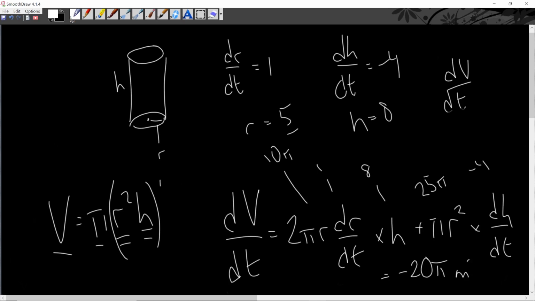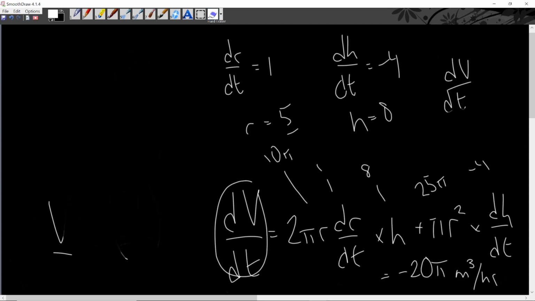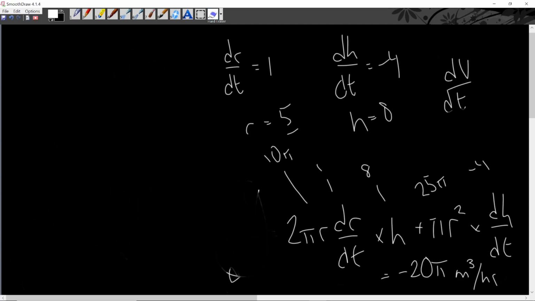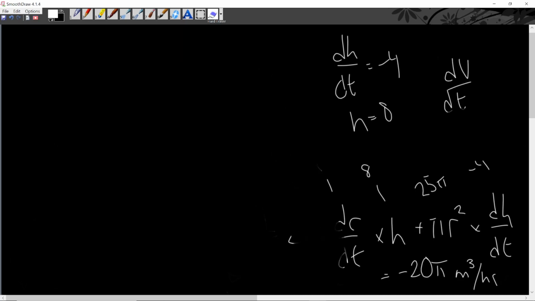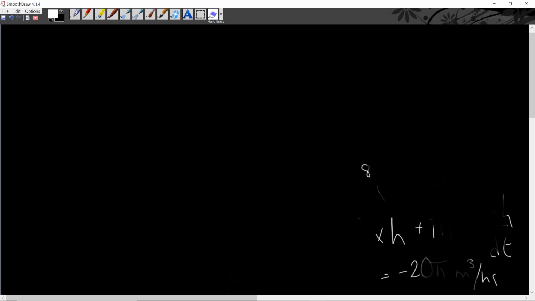meters cubed per hour. Again, we're doing change in volume with respect to time. And I mean, we found a relationship between our variables. We differentiated everything with respect to a common variable, and then we found whatever missing information we needed to find. Related rates has a very, pun intended, very simple formula that you just need to follow.